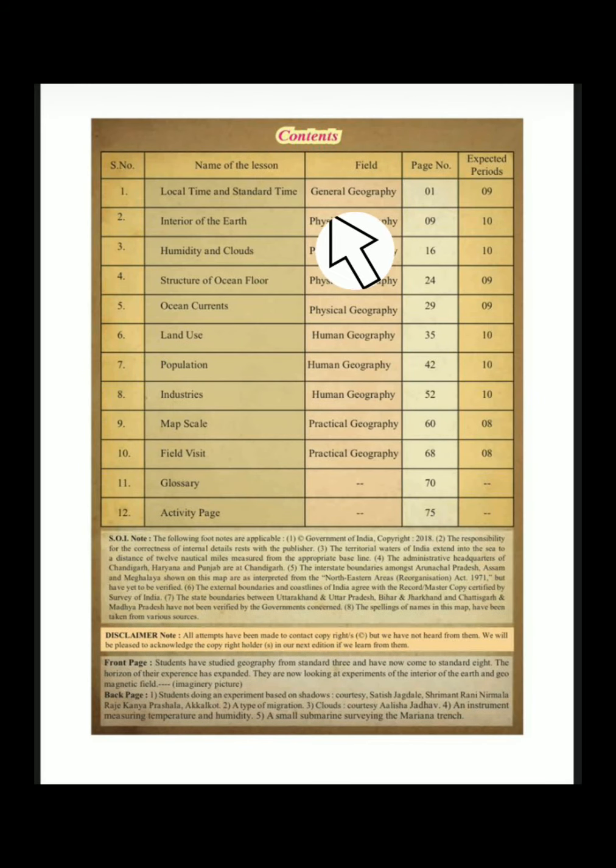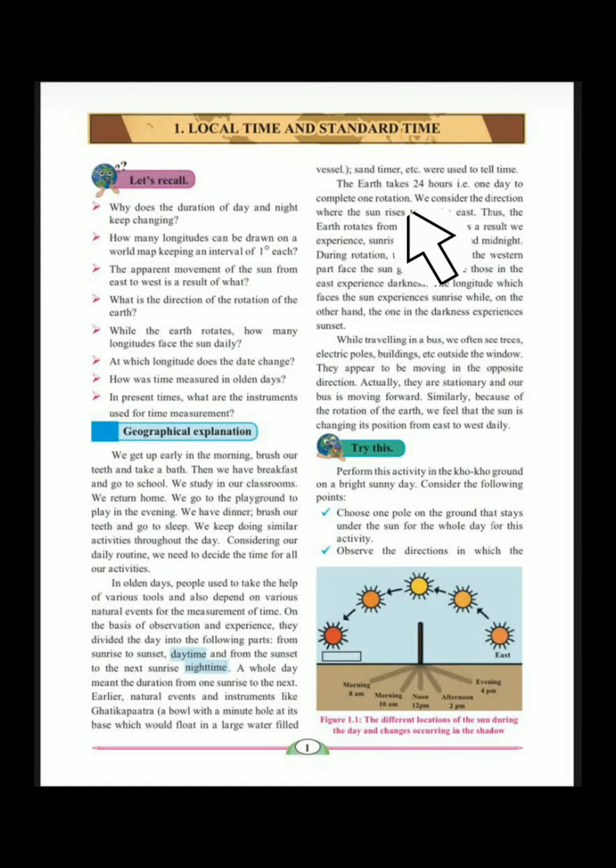So, students, this is your table of contents, and we had started with the first lesson, that's local time and standard time. That comes under the category called general geography, and that's on page number 1 of your textbook. I hope you remember that in the previous lecture we had completed this page number 1, the entire geographical explanation part of it.